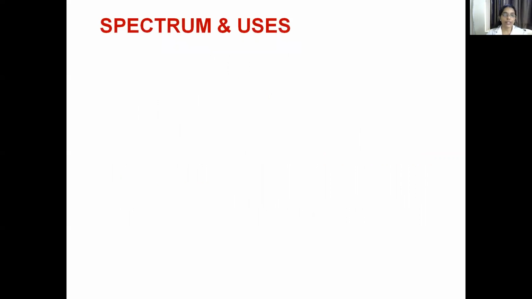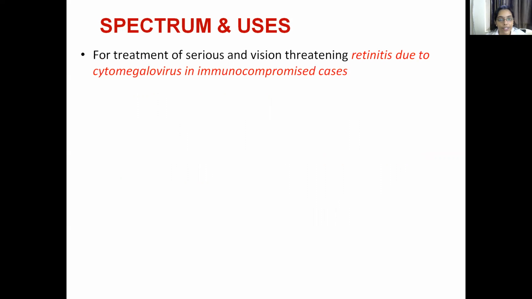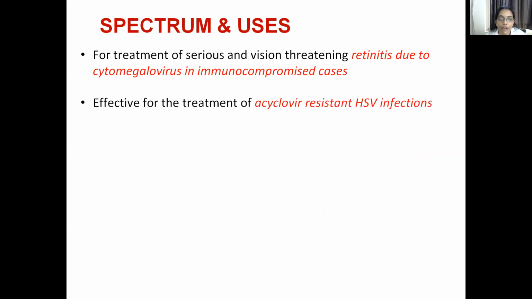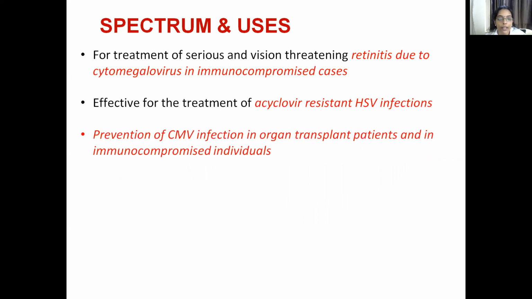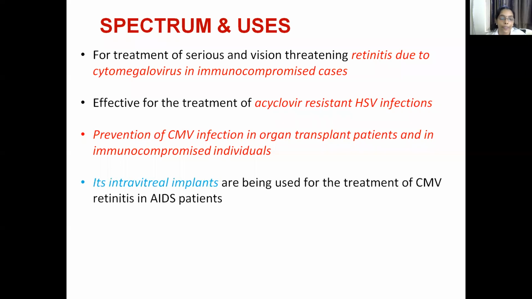The spectrum and uses: treatment of serious and vision-threatening retinitis due to cytomegalovirus in immunocompromised cases like HIV. It is effective for the treatment of acyclovir-resistant HSV infections, for prevention of CMV infection in organ transplant patients and in immunocompromised individuals, and it is used as an intravitreal implant for the treatment of CMV retinitis in AIDS patients.